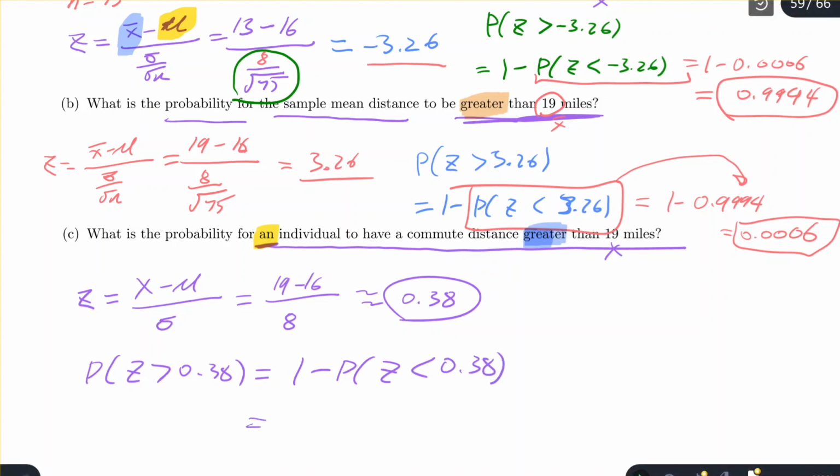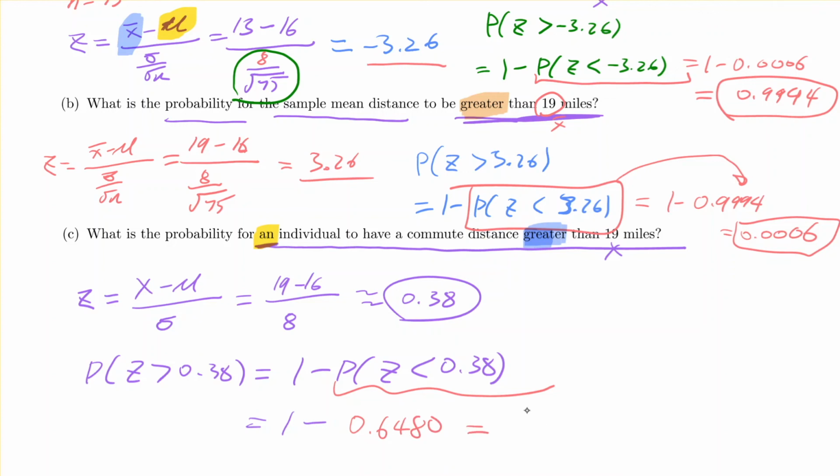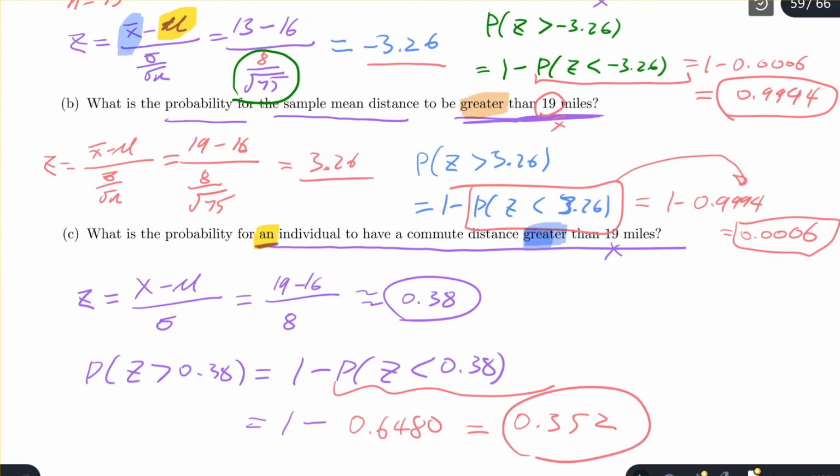So that is 1 minus, finding this value from the z table, which I get 0.6480. Then I get 0.352. So this is the probability of one individual having a commute distance greater than 19 miles.